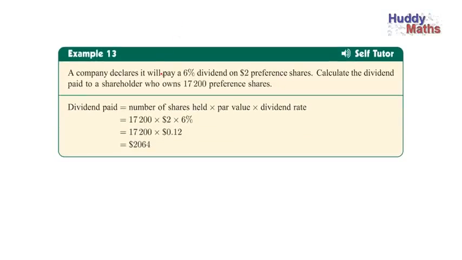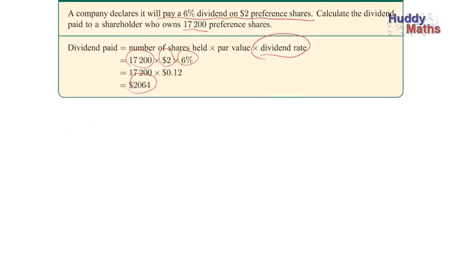A company declares it will pay a 6% dividend on $2 preference shares. Calculate the dividend paid to a shareholder who owns that. So the number of shares held is 7,200. He bought them for $2, or she did, and they're going to pay 6%. So this person's going to get $2,064. Same sort of idea, but it's worked out on a dividend rate because it's a preference share. It's paid in preference to the others. They pay those people first, so it's a special deal.